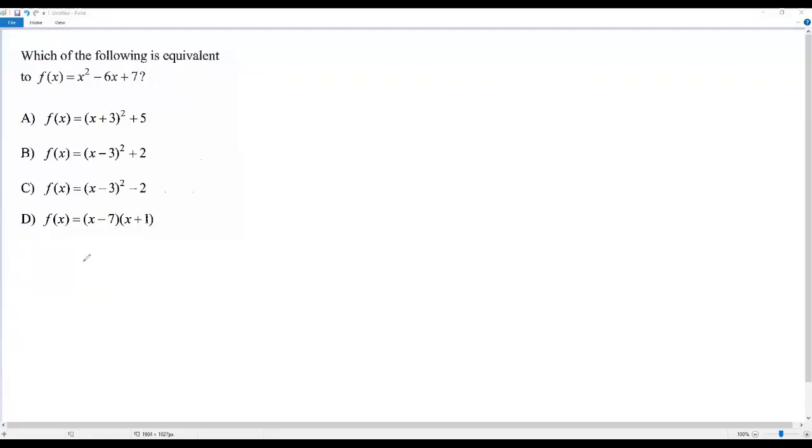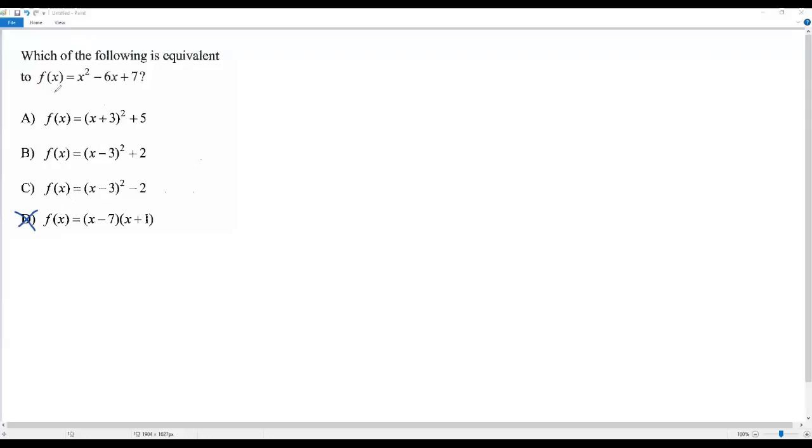I think the last option is not correct, because when I multiply the constants -7 and +1, it will be -7. The constant term of the quadratic function in option D is -7, but in the given quadratic function, the constant term is +7. So the last option is incorrect. We only have to verify the first three options.